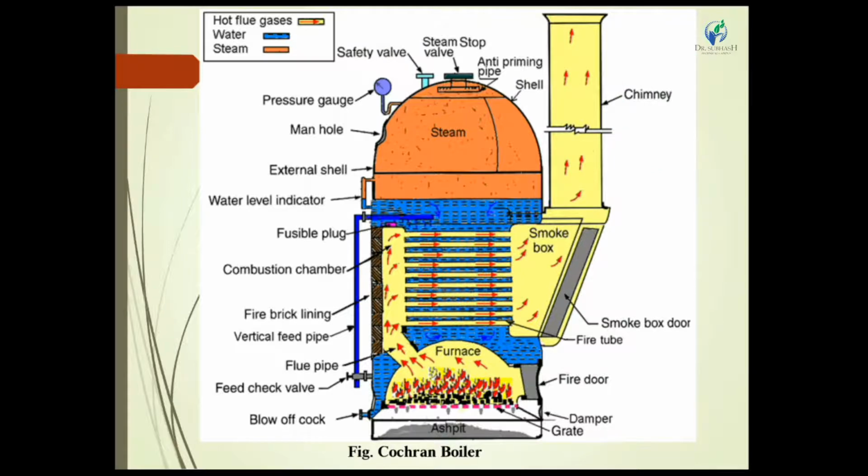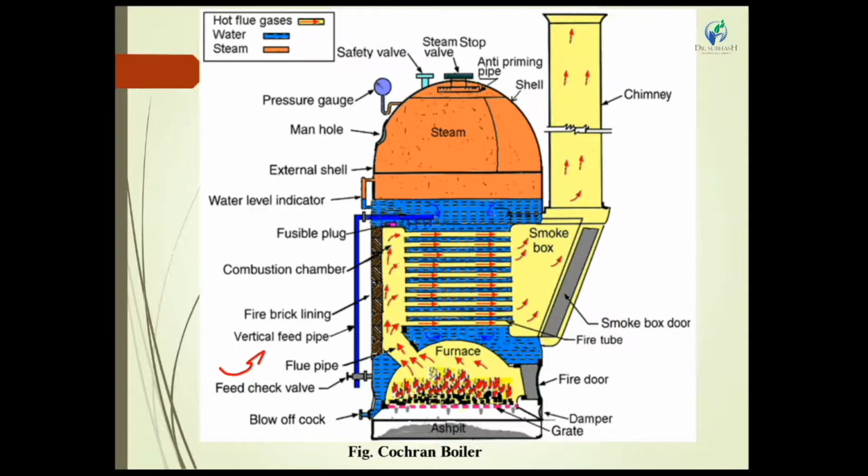Starting from here is the ash pit. Ash pit collects the ash from the furnace chamber. Blow off cock: we remove impurities inside the boiler, or impure water comes out from the blow off cock. Next is the feed check valve. The working of the feed check valve is to feed water inside the boiler. Flue pipe, this is the flue pipe. Flue pipe gives a path to the flue gases which pass from the furnace to the fire tube.